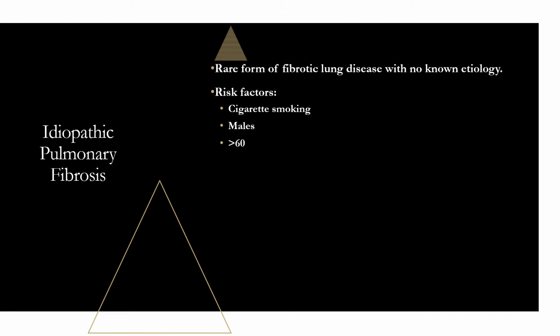And then finally, age. This is going to be seen in older patients, most commonly seen in the 6th and 7th decades of life. It's rare to see idiopathic pulmonary fibrosis in patients less than 50. So on a vignette, you're looking for an older male that smokes. That will be in your vignette for pulmonary fibrosis, very likely.